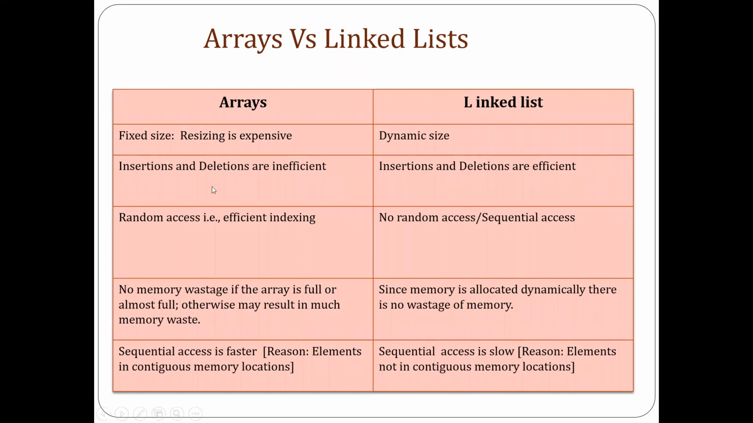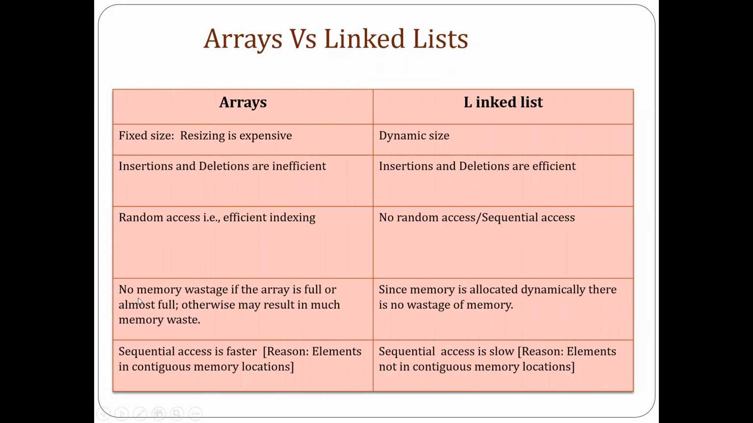Then in case of array, insertion and deletion operations are inefficient. These are not easy operations. But in case of the linked list, insertion and deletions are very much efficient. How this is, that we will see further. But the main advantage of the array is what? Random access. This is the major advantage of the array. But in the linked list, sequential access is present. So this we can say is one of the drawbacks with the linked list.